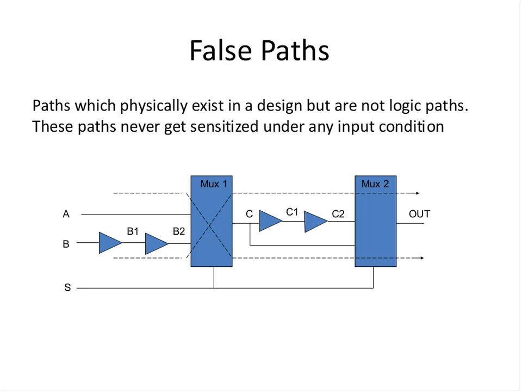Let's see an example. Let's say you have two muxes here. Both are controlled by the same select pin. If select is 0, A will be passed on, and here C will be passed on to output. If select is 1, B will be passed on to C. There are two branches of C. One is going through a buffer, the other is going directly. It will be passed on to output. Now see this path, the path starting from A.